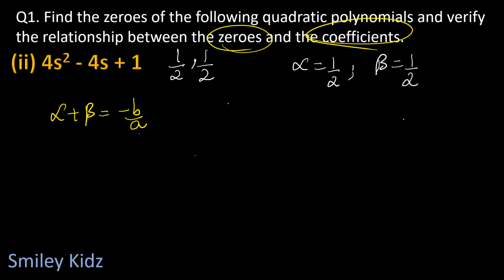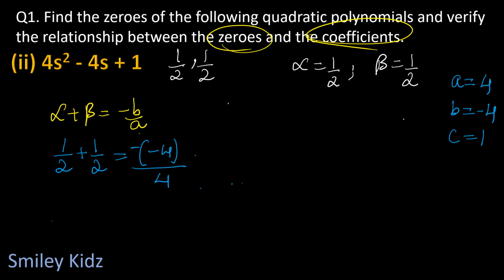Now this means 1 by 2 plus 1 by 2 is equal to minus b by a. Here what is minus b by a? We know that a is what? 4. B is minus 4 and C is 1. So here minus b by a will be minus of minus 4 upon 4. Isn't it? Now here 1 by 2 plus 1 by 2 will result you what?